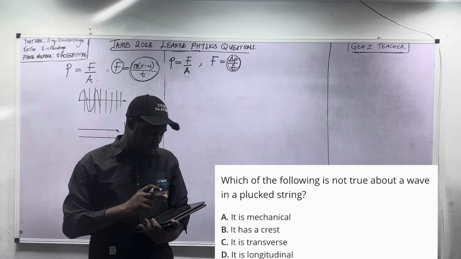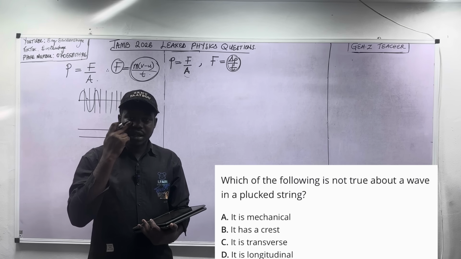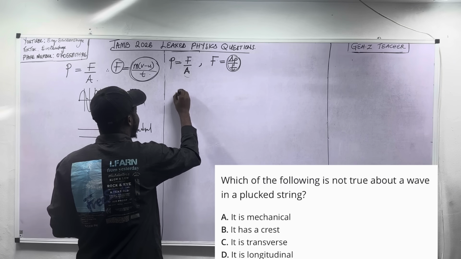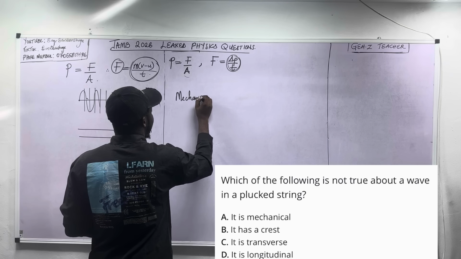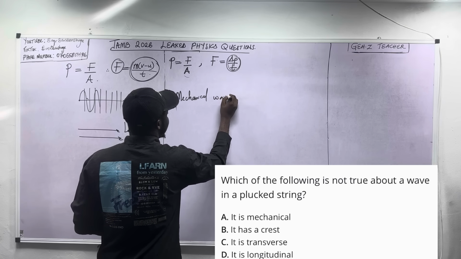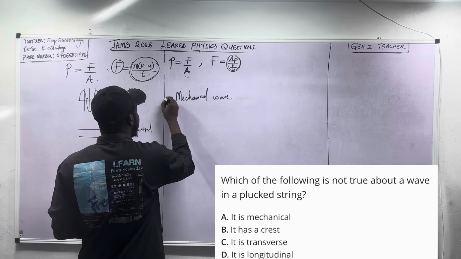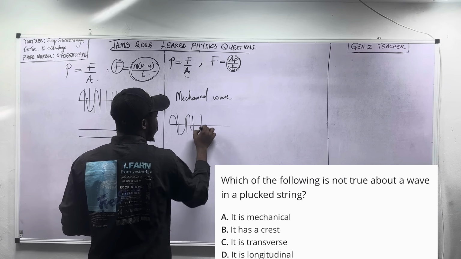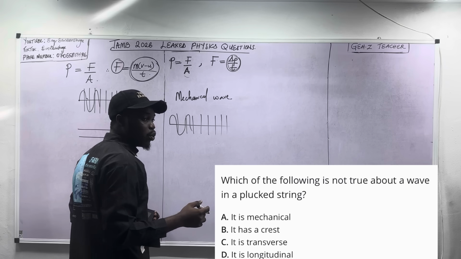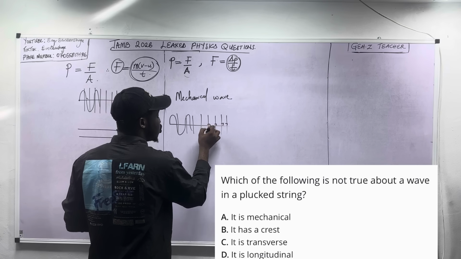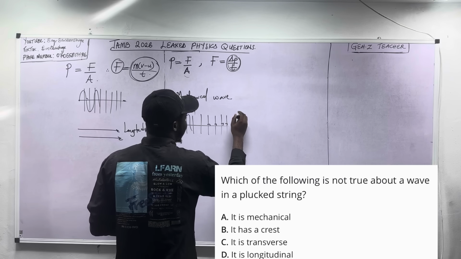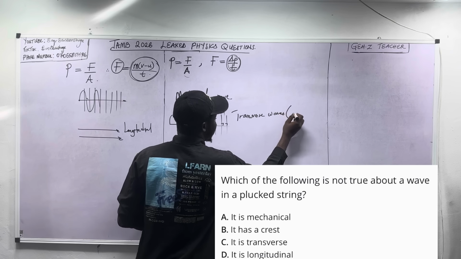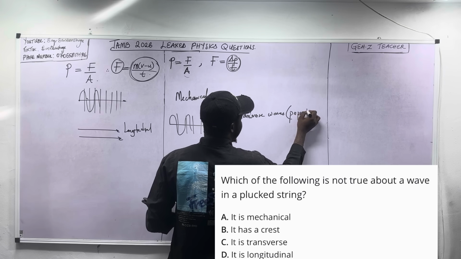Next, question number 6. Which of the following is not true about a wave in a plucked string? Now quickly, waves in a plucked string, we all know that they are mechanical waves, because they require a material medium for their propagation, and waves in a plucked string always move perpendicularly to their direction of propagation. Whenever a wave moves perpendicularly to its propagation, we call those kinds of waves transverse waves, because they are perpendicular.